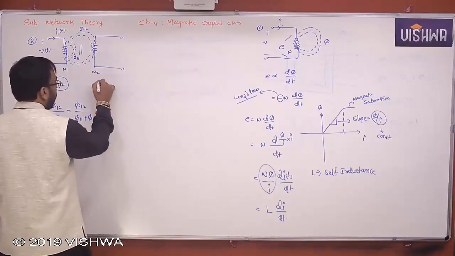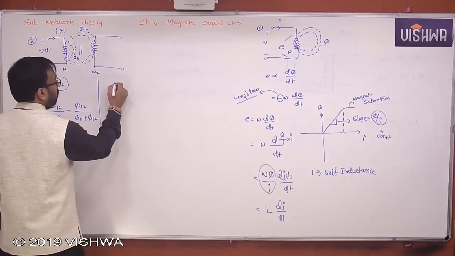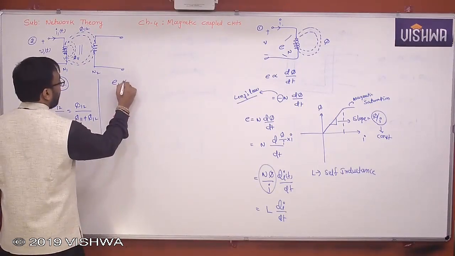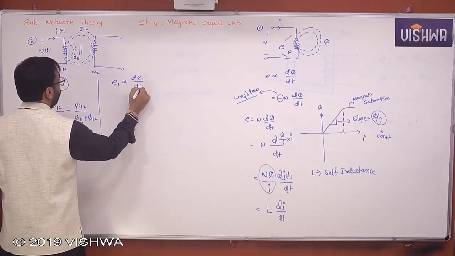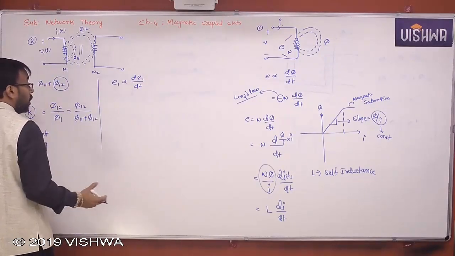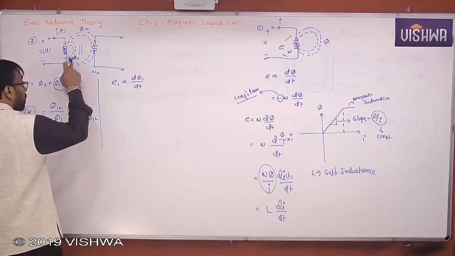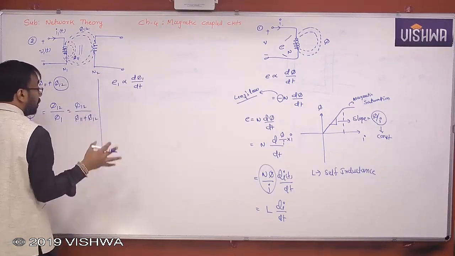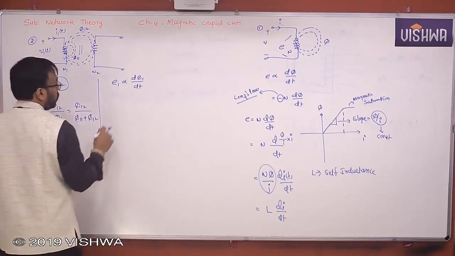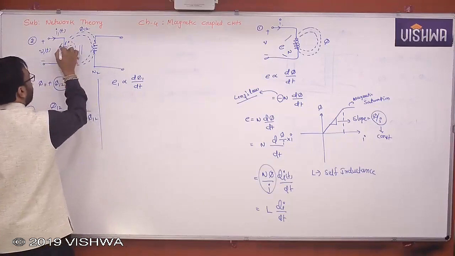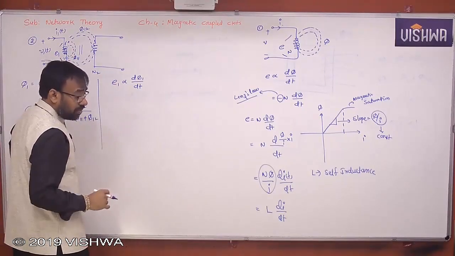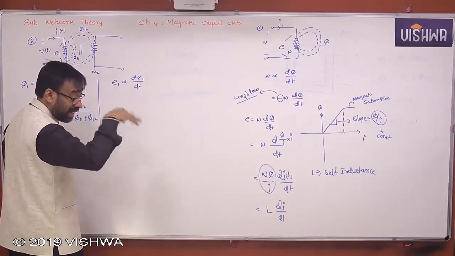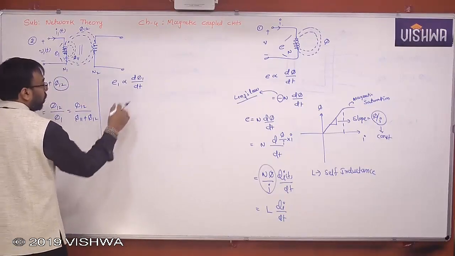Now, the point is, E1 is directly proportional to what? d phi1 by dt. Because what is the amount of flux linking with the primary coil? Totally phi1. Not only phi11, but also phi12. So totally phi1 only. So, the EMF induced in the primary, that is nothing but self-induced EMF, is directly proportional to the time rate of change of the total flux linking with the primary coil. So that's what you got here, right?